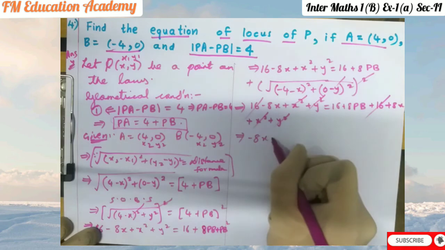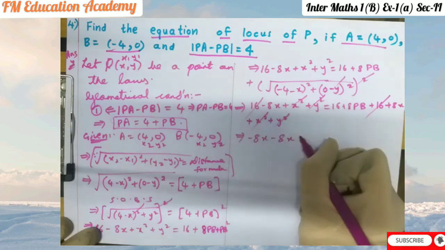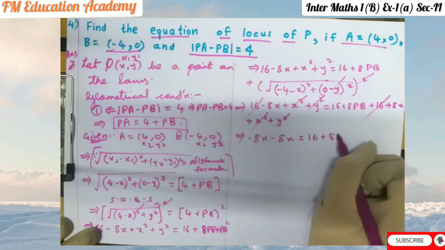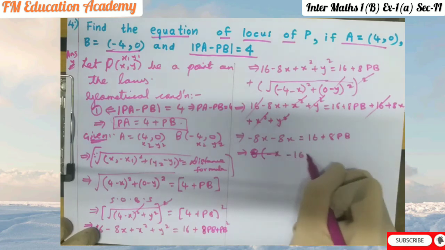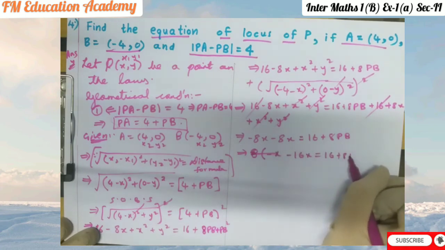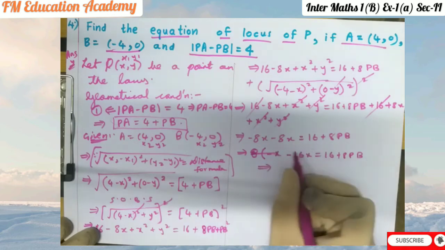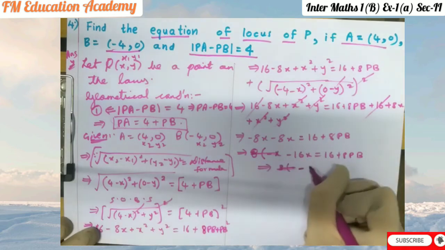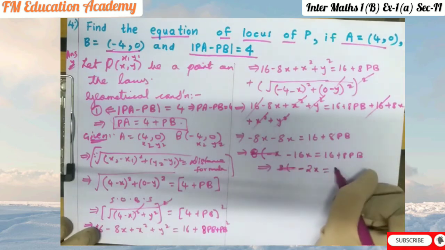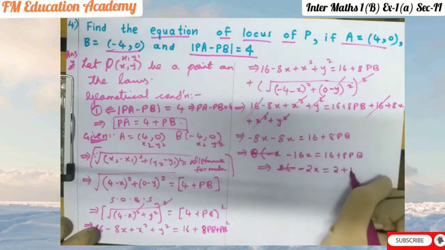Plus 8x if it comes this side, minus 8x is equals to 16 plus 8 PB. 8 plus 8 is 16. So minus 16x is equals to 16 plus 8 PB. Now we'll take 8 common. So we are left with a 2s are 16, a 2s are 16 plus 8 1s are 8.